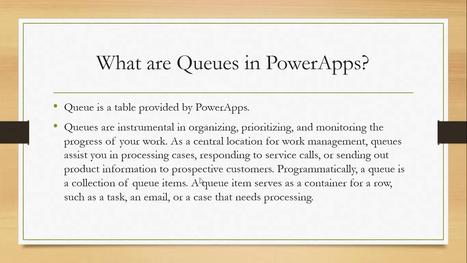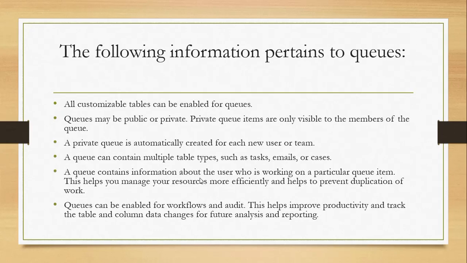As a central location for work management, queues assist you in processing cases, responding to a service call, or sending out product information to prospective customers. Programmatically, a queue is a collection of queue items. A queue item serves as a container for a row, such as a task, an email, or a case that needs processing. So these are some points pertaining to queues.